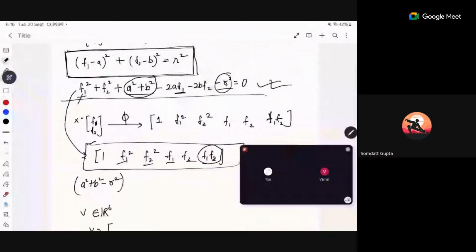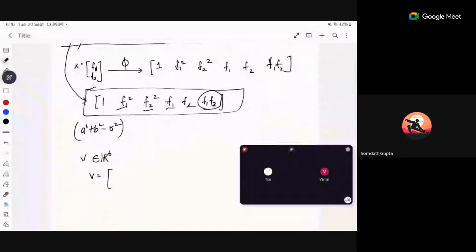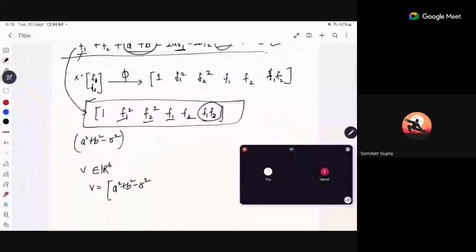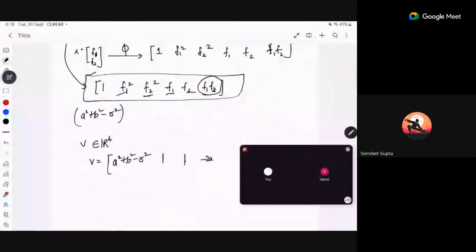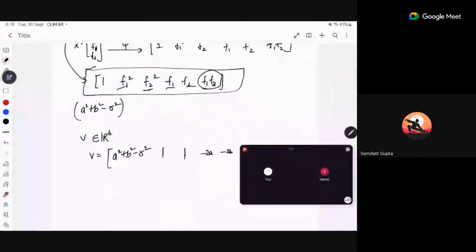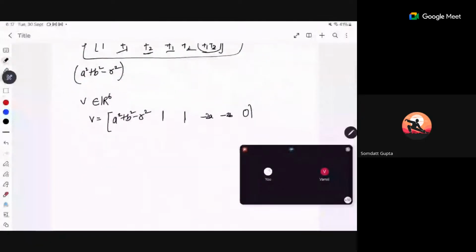Now, what we are saying is, if we take any vector, let's say v is a vector in R6. Then I can write v with the coefficients that we took. One was a square plus b square minus r square. For f1 square, it is just 1. For f2 square, again 1. For f1, we have minus 2a. For f2, we have minus 2b. And for f1 f2, we have 0 basically, right?